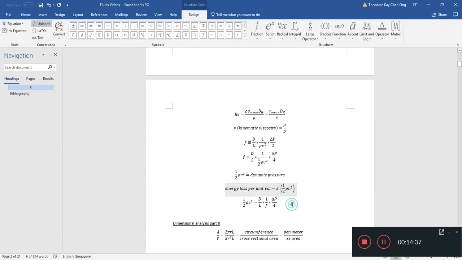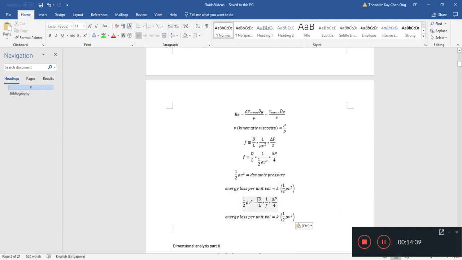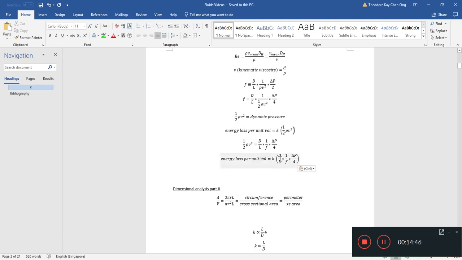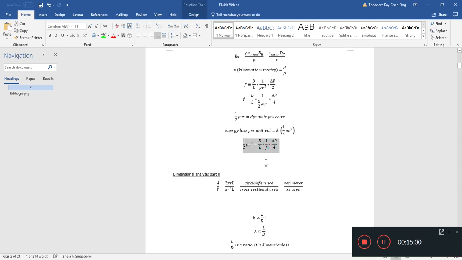So in fact, this is what our K would start to look like. So it's, okay. Gee, maybe that's not a good way to use it. Let's go back. We have energy loss per unit volume. This is actually simply the pressure drop. Now it starts to make more sense. Okay.